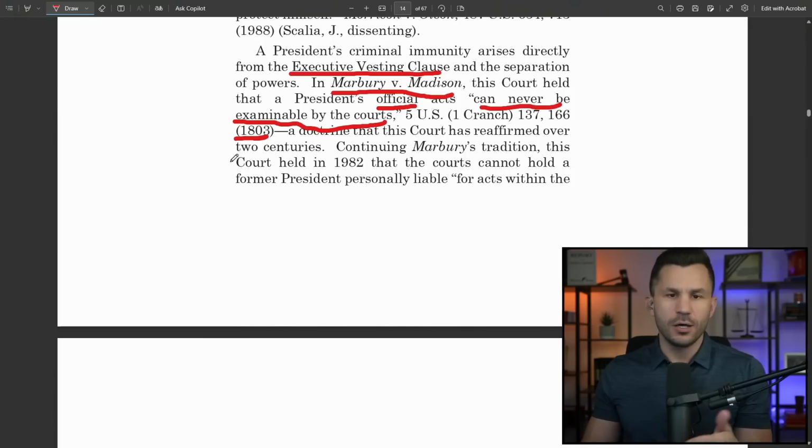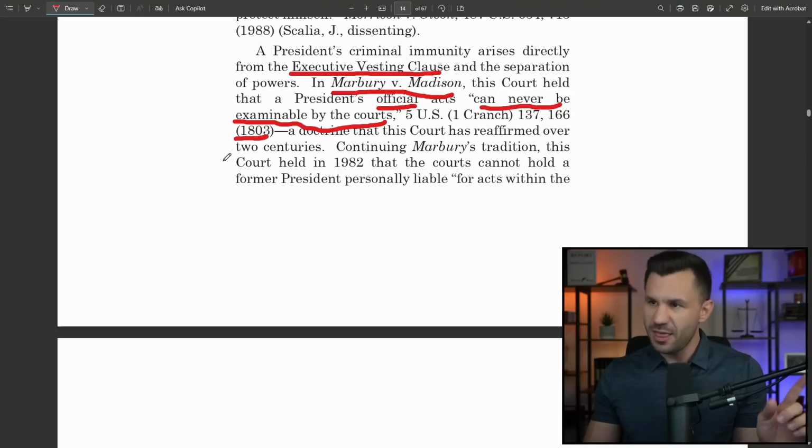That makes sense, right? Otherwise, the courts are the president. President does something, the court says, oh, wow, I'm not real sure about that. Okay, well, then maybe you should run for president. Judge, thanks for your opinion. But you're not. You're a separate branch of government, separate but equal. You don't get to tell us what to do. Thanks for playing. A doctrine that this court has reaffirmed over 2 centuries, time and again.